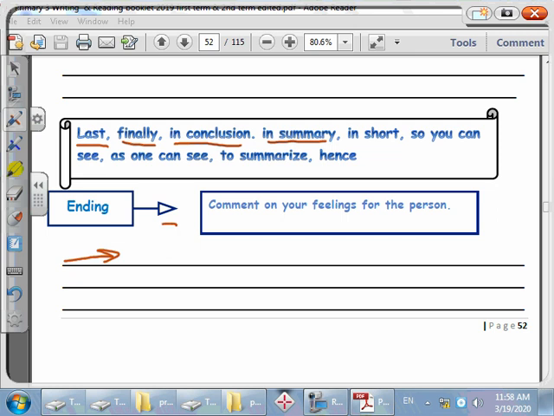Of course, the two-finger space and, finally, comma. Comment on your feelings for this person. So finally, I love my best friend because he's very supportive, because he's very friendly. He's always there for me. He's helpful. He is kind. How do you feel about this person?